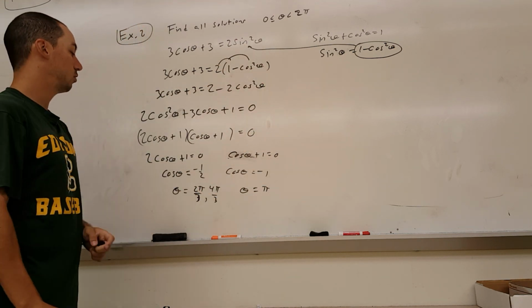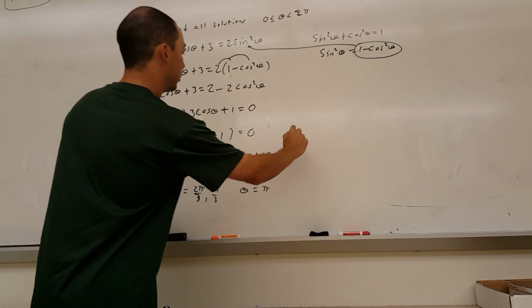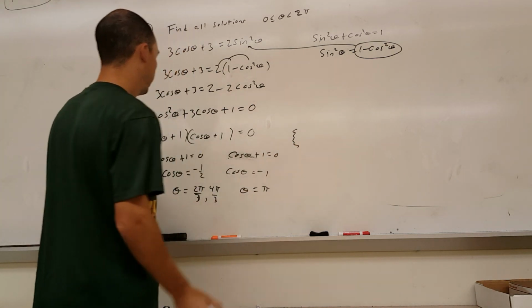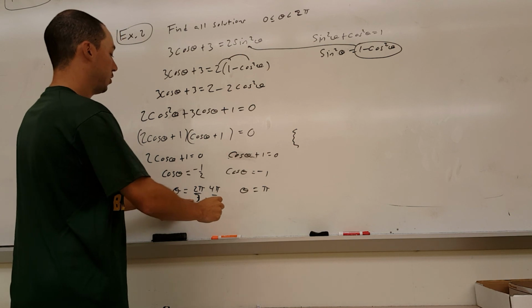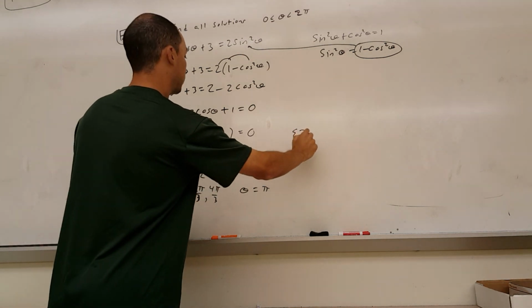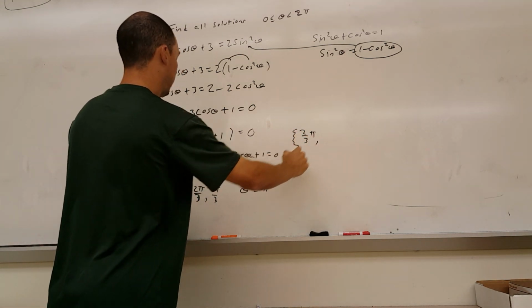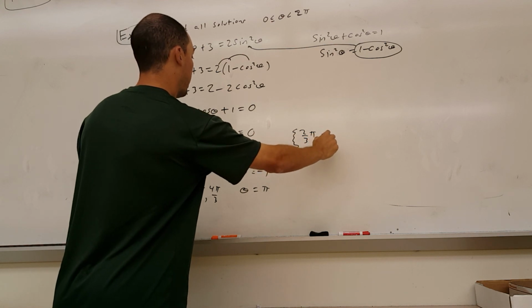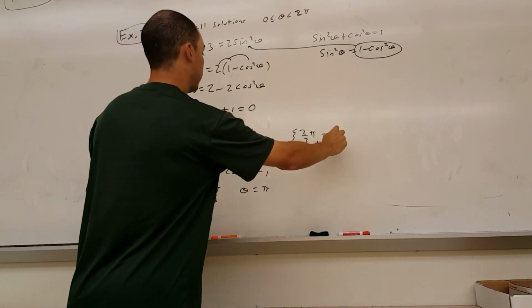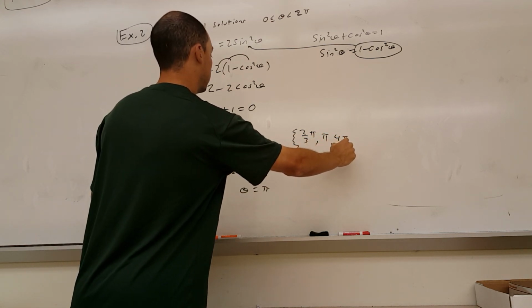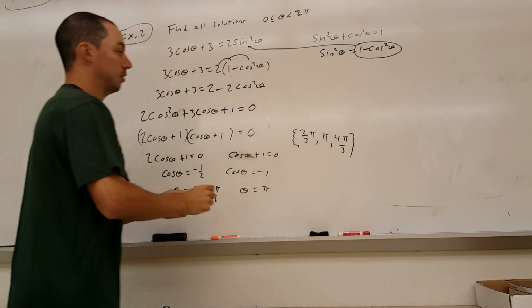1, 2, 3 answers. Let's write them in order. There are little squiggly curly braces here. The smallest one is 2/3 pi, and then we have pi, and then 4 pi over 3. And there's your final answer.